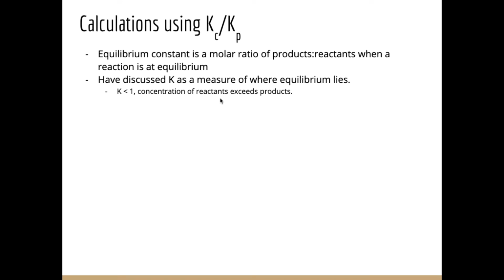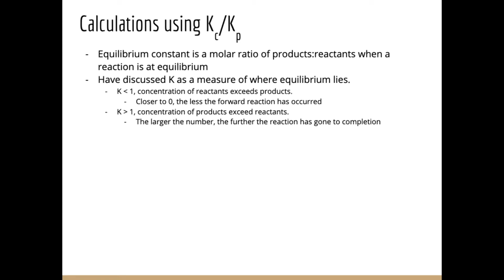So if K is less than 1, our concentration of reactants exceeds the products. That tells us that our reaction hasn't occurred very far to the right at all. We've got mostly reactants left, and the closer to 0 that is, the less that forward reaction has occurred. Conversely, if K is greater than 1, the concentration of the products will exceed the reactants, and the bigger the number is, the further the reaction has gone to completion.